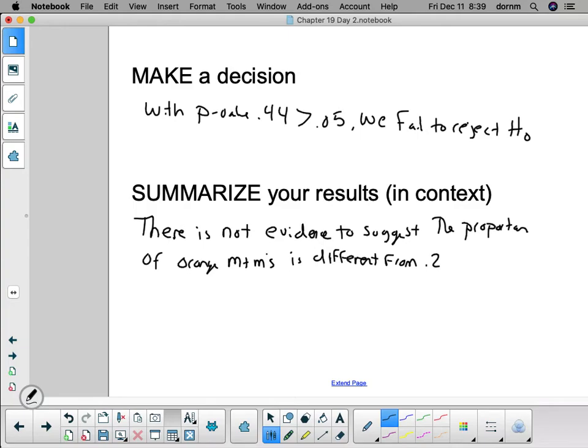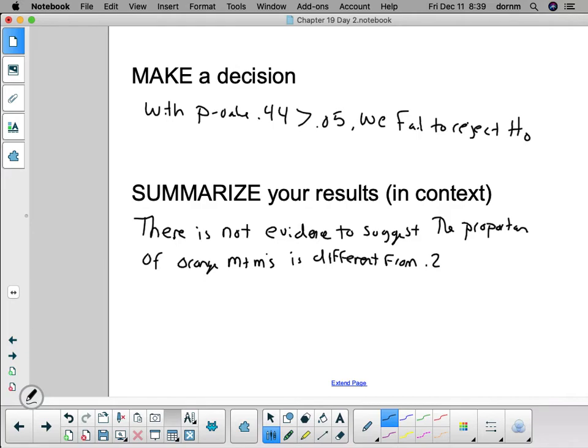Okay, so when we fail to reject, that means there is not evidence. When we reject, it means there is evidence. And we use that same phrasing over and over again: there is not evidence or there is evidence. Those are our two choices. There is not evidence to suggest, there is evidence to suggest. The more you get used to using these same phrases, the better off you're going to be, because then you're not always searching for the right words. I've got this boilerplate.